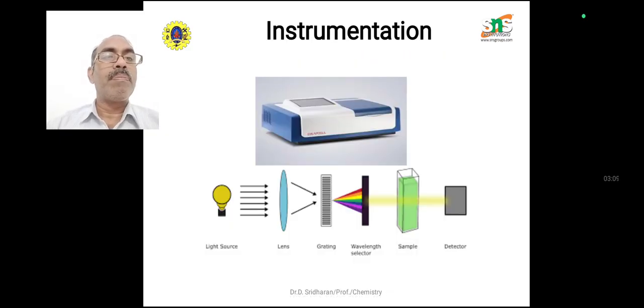This is a modern instrument of UV visible spectroscopy, and this also represents the schematic diagram of the UV visible spectroscopy: the light source, passing through the lens, and then a sample, then the detector. So these are the steps we should follow for analysis of inorganic and organic chemicals.